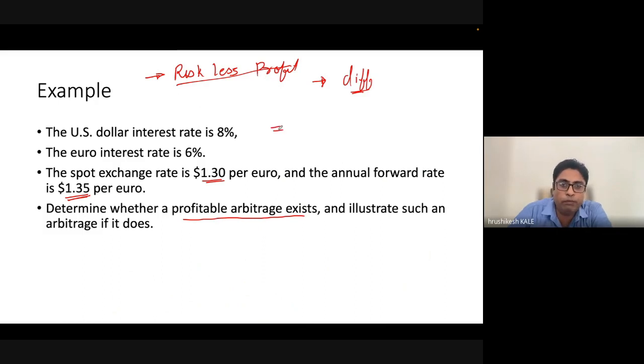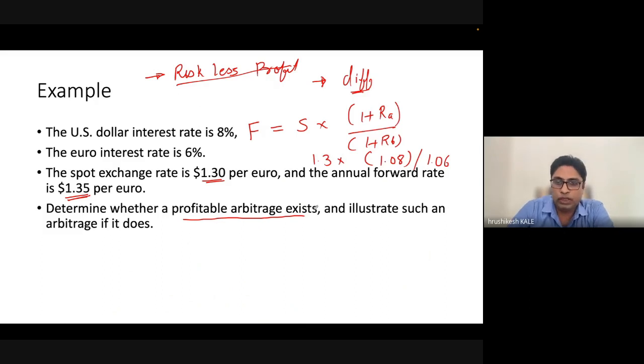Now, with the help of interest rate parity, we can calculate the forward rate as spot rate multiplied by (1 + R_A) upon (1 + R_B). So spot rate is 1.3 multiplied by 1.08 divided by 1.06. So this value will be more than 1.3. Let me see the value. It's coming out to be 1.32 something. Now look, our calculated forward rate came out to be 1.32 from interest rate parity, and the dealer is giving me the rate of 1.35.